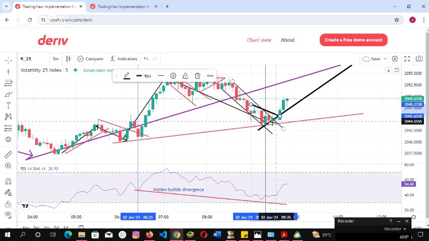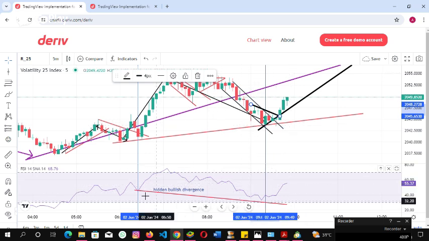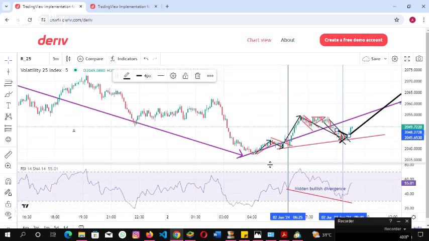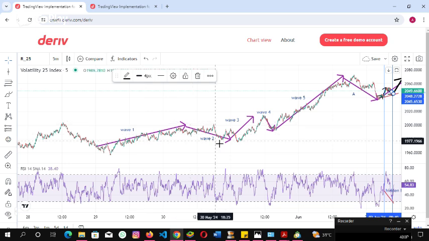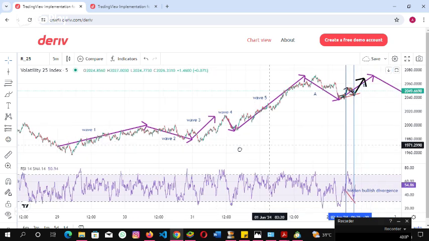But I didn't just trade this because I saw some piercing pattern or some morning star. I didn't just trade it because I saw some hidden divergence. No, these are only suggestions. They only confirm what I knew about market anatomy, about Elliott wave. It all begins from here. It all begins from these structures. You must understand how these structures flow.